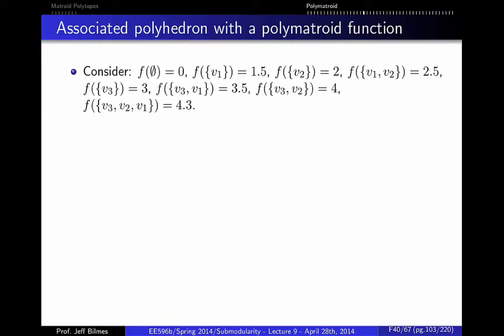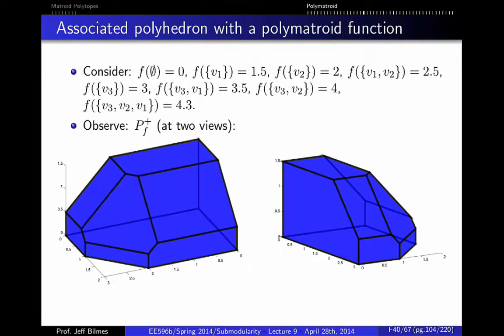Okay, so we've done this. Here's another one. So I'm just sort of giving the valuation. So f of 0 is equal to 0, f of v1 is equal to 1.5, and so on and so forth. And here's the polytope associated with it. This is another polymatroid. Does anyone wish to guess the axes? Can you see the axes?